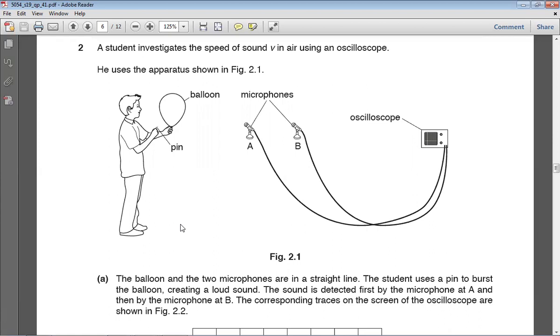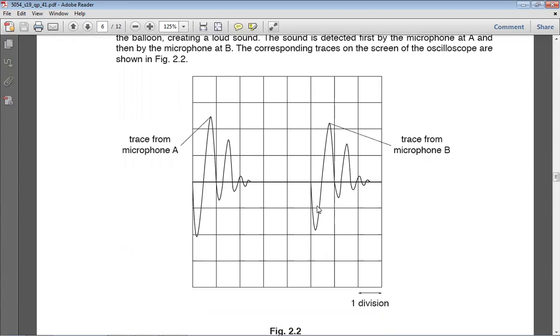The student has a balloon in his hand. He also has a pin in his hand. With the pin, he will prick the balloon and the balloon will pop. The balloon and the two microphones are in a straight line. The student uses a pin to burst the balloon, creating a loud sound. The sound is detected first by the microphone at A and then by the microphone at B. The corresponding traces on the screen of the oscilloscope are shown.